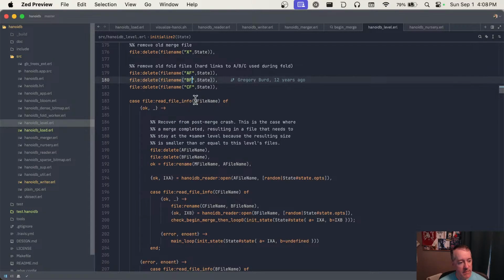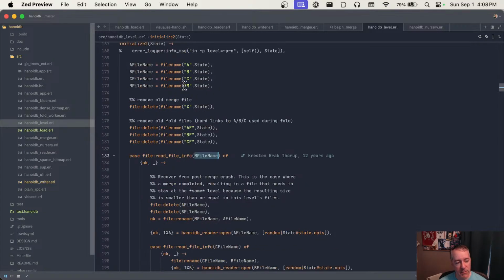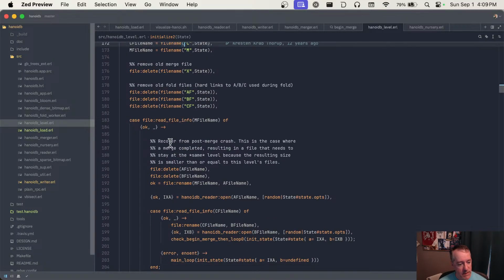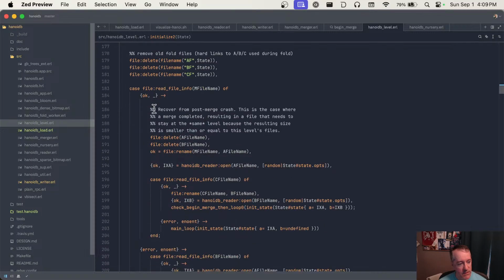Okay, and this M file is probably a file that's ready to be promoted to the next level. So, let's see, if this M file exists, okay. This is a case where a merge completed, resulting in a file that needs to stay at the same level because the resulting size is smaller than or equal to this level of files.